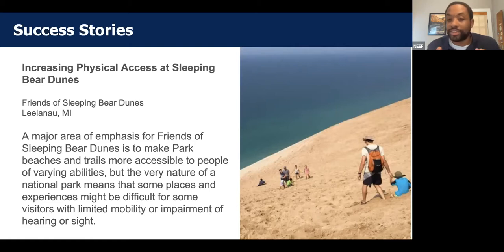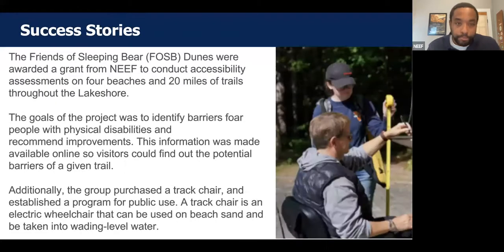As you can see, this is a pretty rough terrain. It's a steep incline. There's some challenges there. The Friends of Sleeping Bear Dunes were awarded a grant from NEEF to conduct accessibility assessments on 4 beaches and 20 miles of trails throughout the lakeshore. The goal of the project was to identify barriers for people with physical disabilities and recommend improvements.